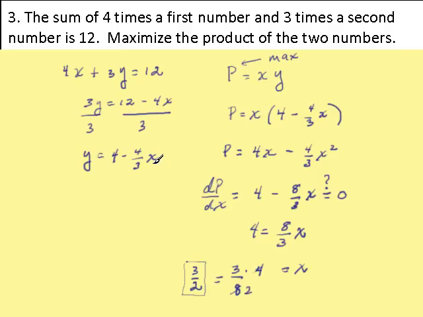And to find y, we simply substitute into this expression here. And we have y is equal to 4 minus 4/3 times 3/2. And that simplifies to y is equal to 2.